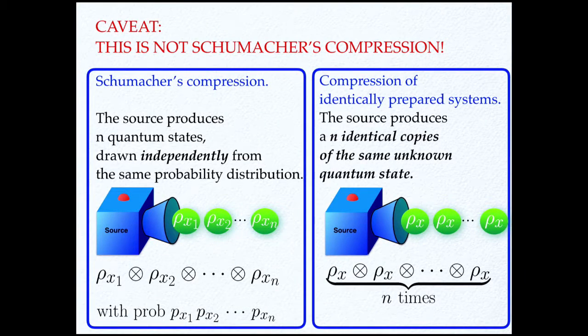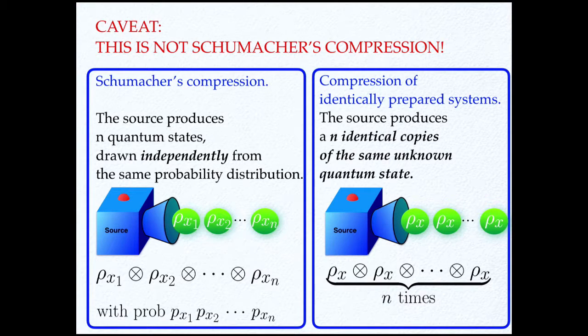Okay, so much about the motivation. A little bit of a caveat. We shouldn't confuse this type of compression that I'm talking about with the usual Schumacher compression. In Schumacher's case, there is a source that produces states in a way that is IID. So every time you press the button, the source will produce a random state that depends on a different x every time. So this source will give you a sequence of different states with some probability distribution that is always the same for every use of the source.